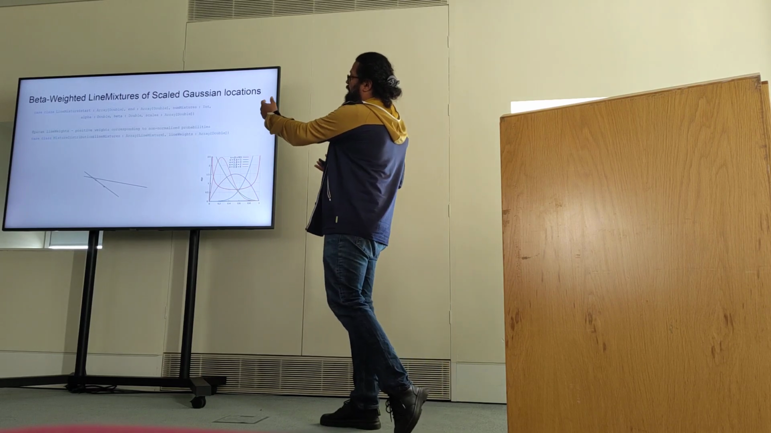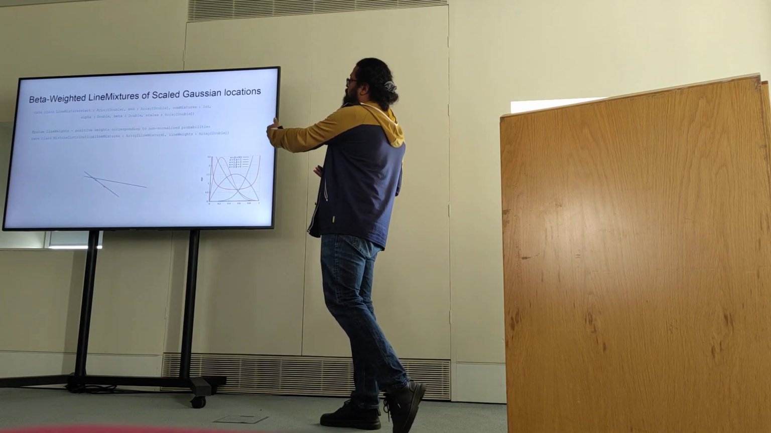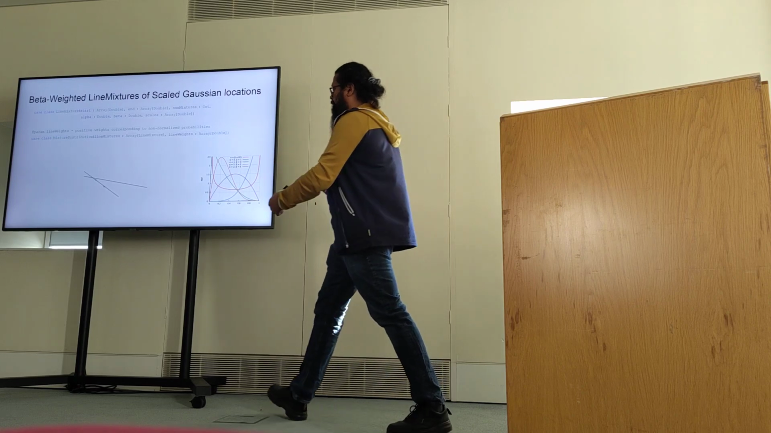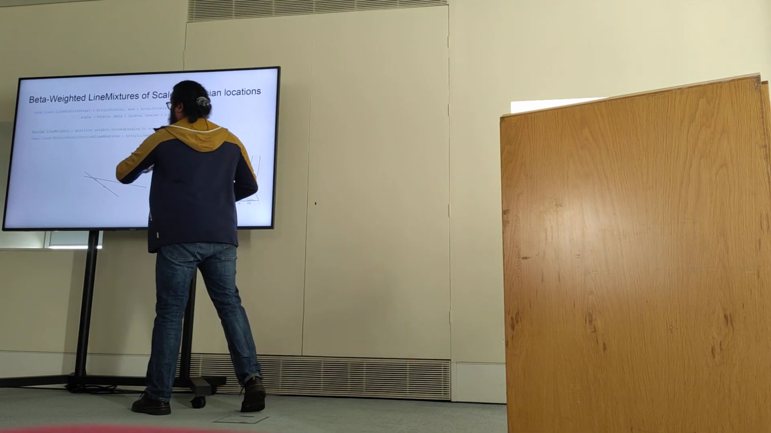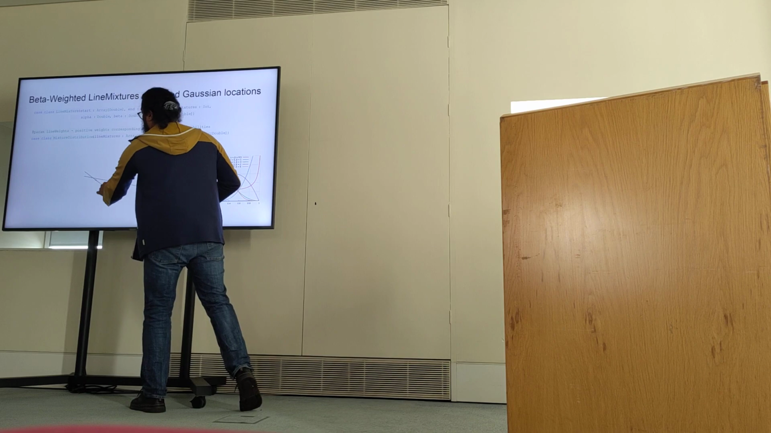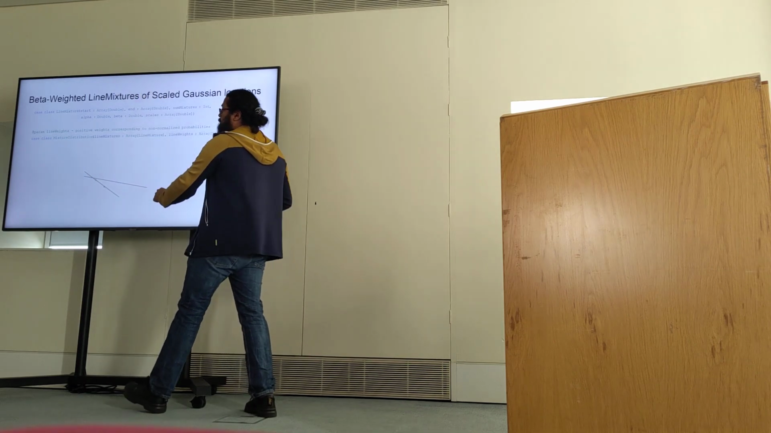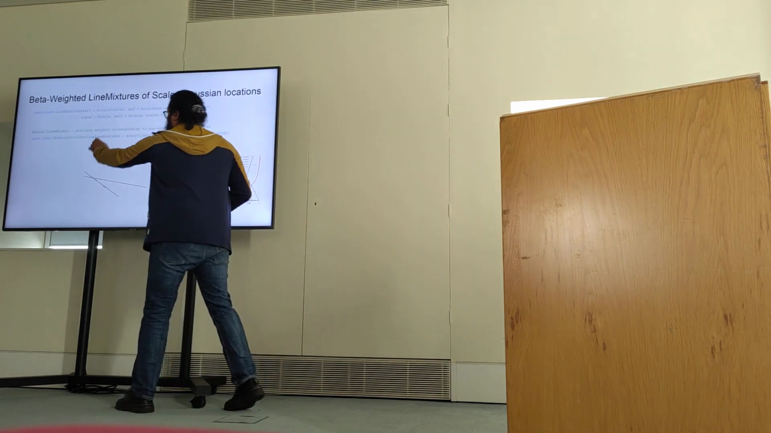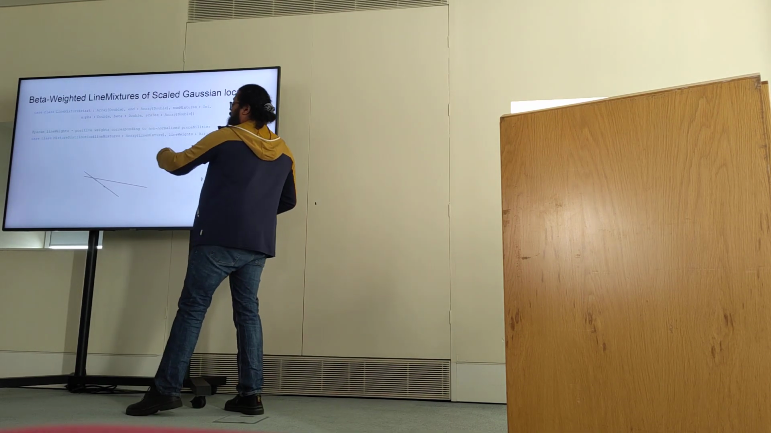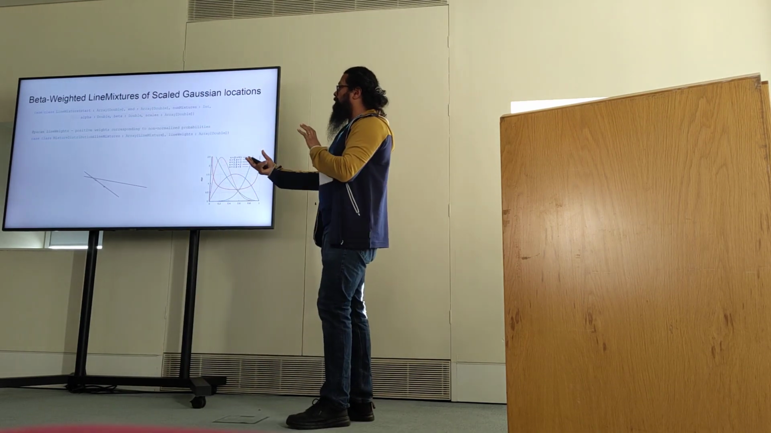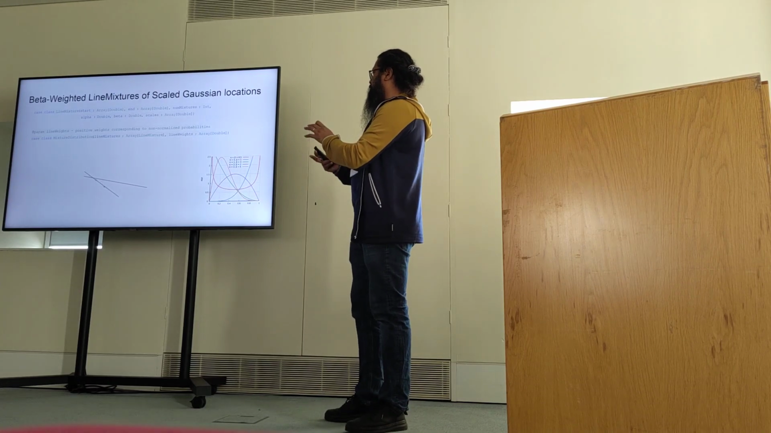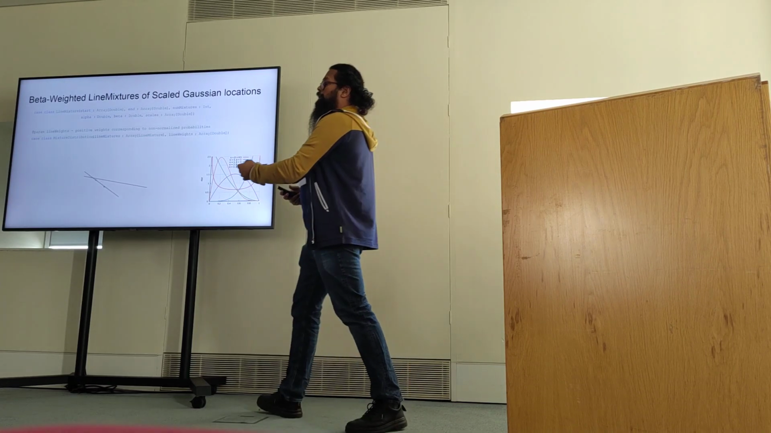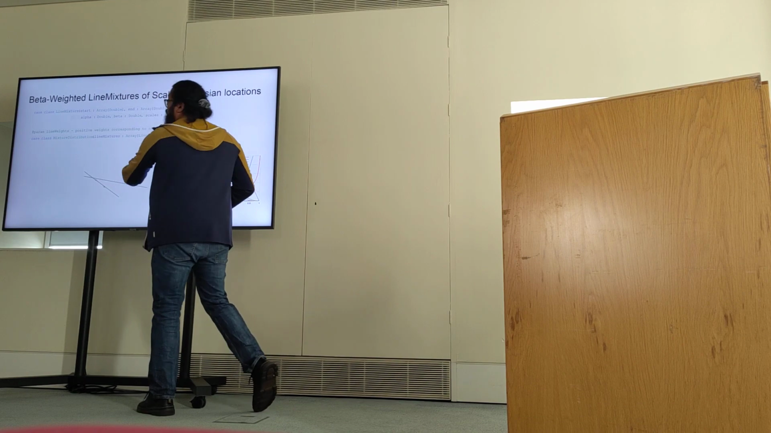But going back, we basically have beta-weighted line mixtures of scaled Gaussian locations. You can have an arbitrary line specified in any dimension, then you can choose a bunch of points there. That will be the location for the Gaussian. And then along that line, we can choose a beta-weighted finite mixture, so we normalize beta weights. So for every line there is an alpha-beta parameterized beta that gives you the weights, and then we can also put how much total weight on each line there is.